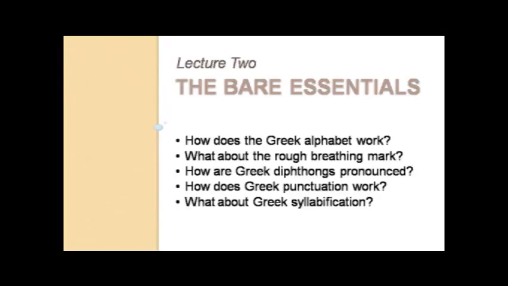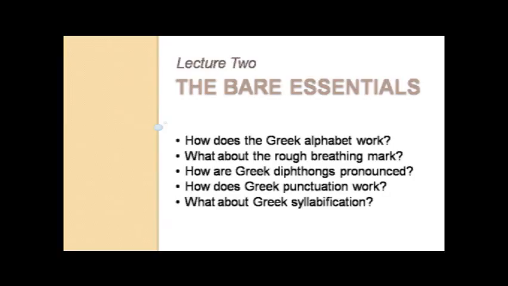Alright, so Lecture 2, Bare Essentials. We're going to talk about some really basic things today. If you're absolutely new to Koine Greek, it's probably not going to seem all that basic, just to be honest, but it is fairly basic compared to all the things that you're going to talk about. We're going to talk about the Greek alphabet, what the rough breathing mark is, Greek diphthongs, Greek punctuation, and Greek syllabification. And we're also going to translate one verse when we're done.